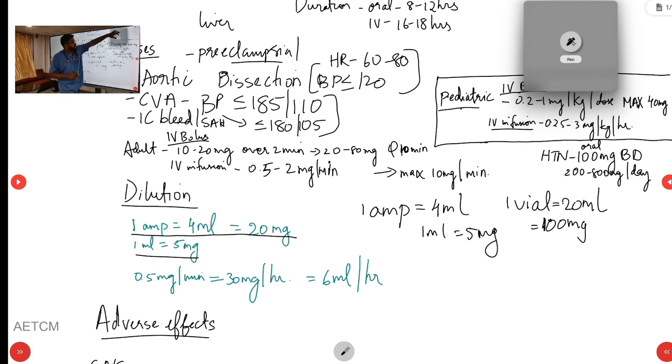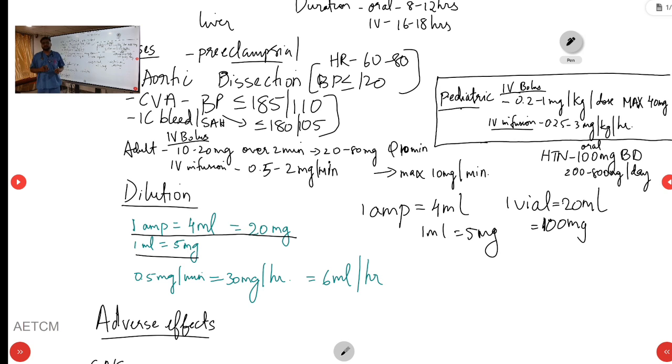The IV bolus dose which we give as intermittent bolus doses is 0.2 to 1 mg per kg per dose, and the maximum we can give in pediatrics is up to 40 mg, whereas continuous infusion will start with 0.25 to 3 mg per kg per hour. So, it is per kg per hour, whereas in adults it is per minute. That difference you also have to know. So, IV infusion is 0.25 to 3 mg per kg per hour.